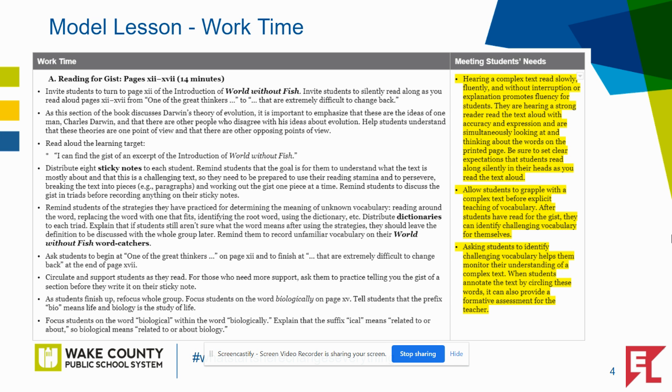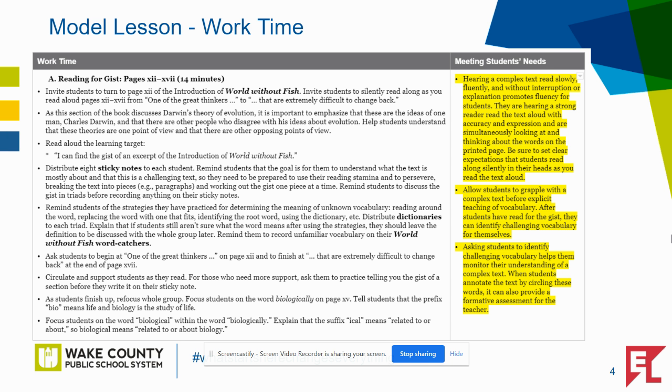The teacher should be sure to set clear expectations that students read along silently in their heads as you read the text aloud. After listening to this read, students are then asked to take gist notes with their triads. Remind students to use the strategy of context clues to identify the meaning of unknown words. According to EL, allow students to grapple with a complex text before explicit teaching of vocabulary.